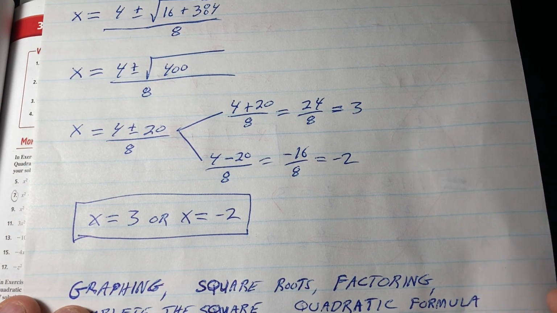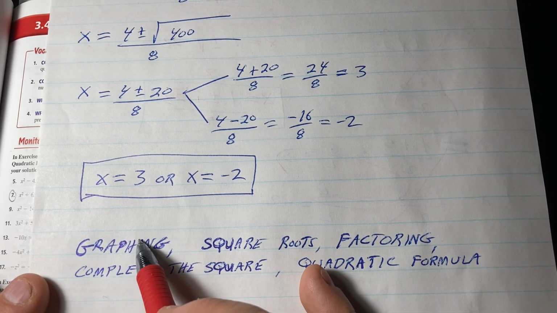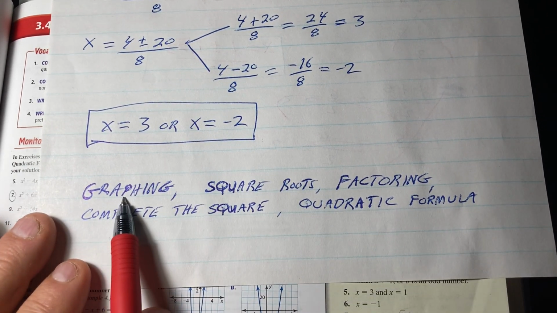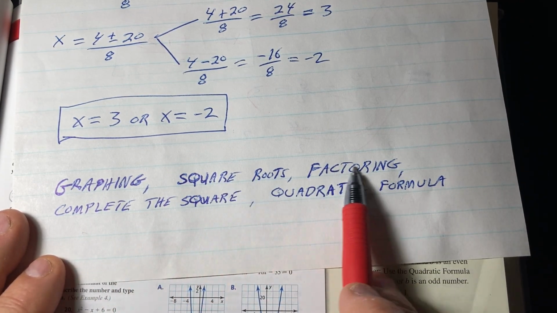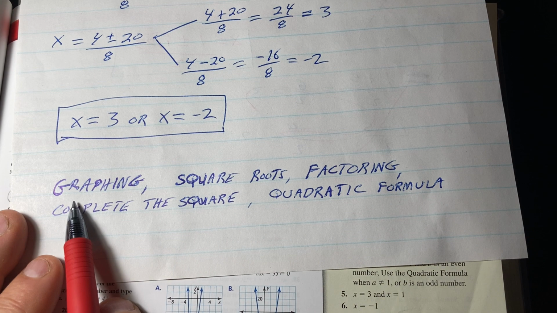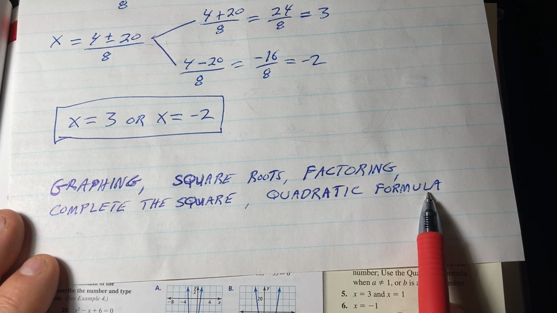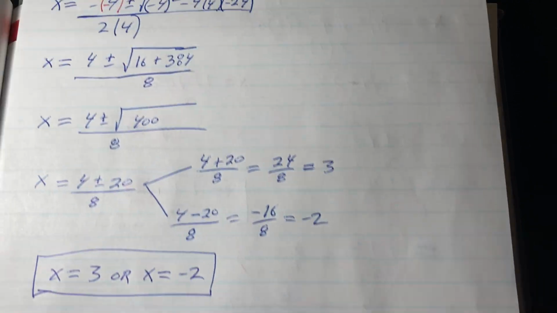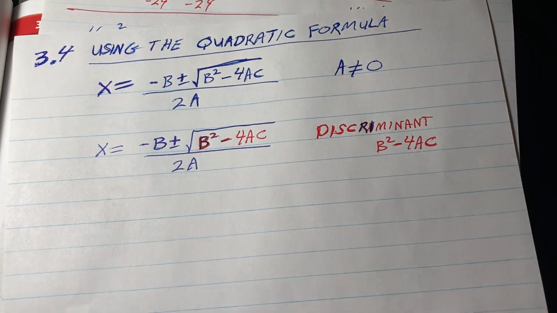Okay. So far we know how to solve quadratic equations several ways: by graphing, square roots, factoring, which we did earlier in the chapter, completing the square, and the quadratic formula. This one was the quadratic formula. Okay, there you go, guys. Good luck. Bye.